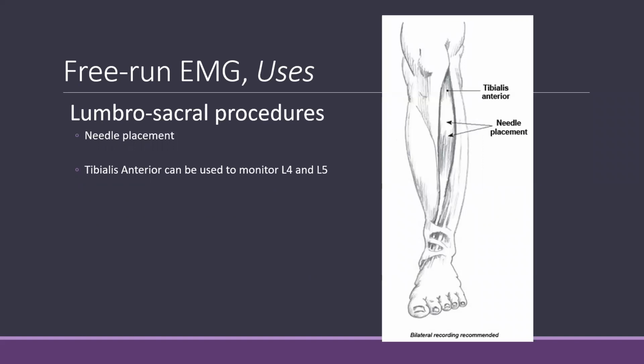Tibialis anterior can be used to monitor L4, L5. This muscle is just lateral to the tibia. Pretty easy to find.